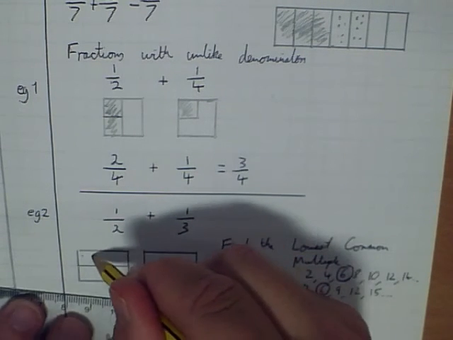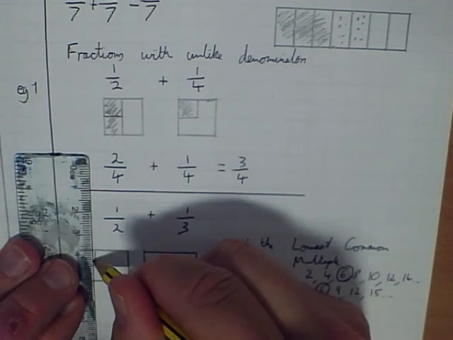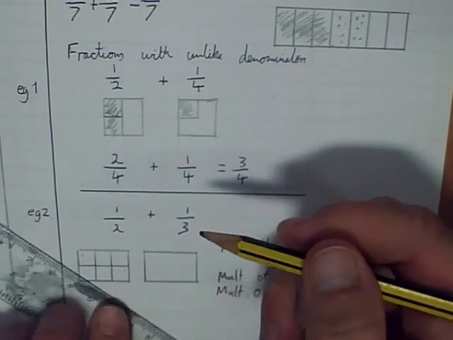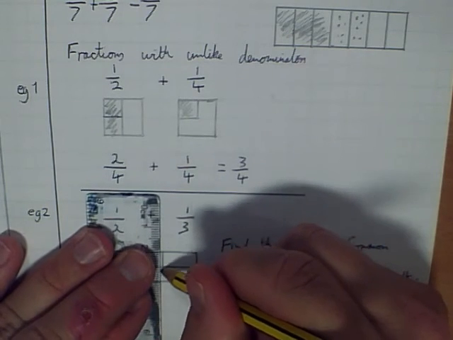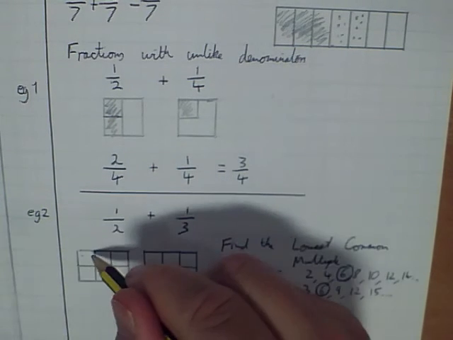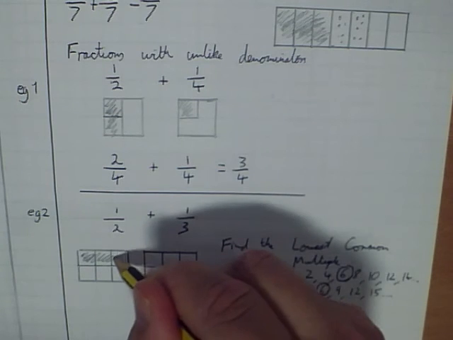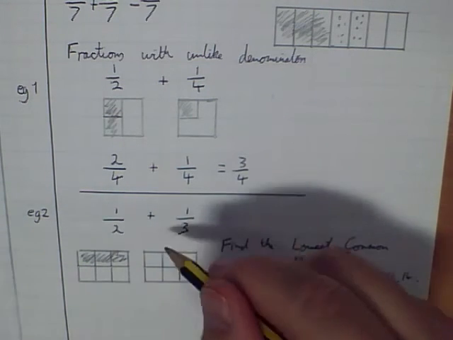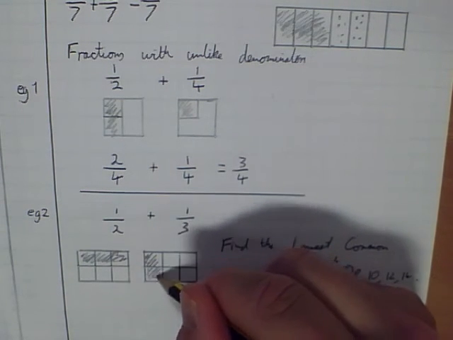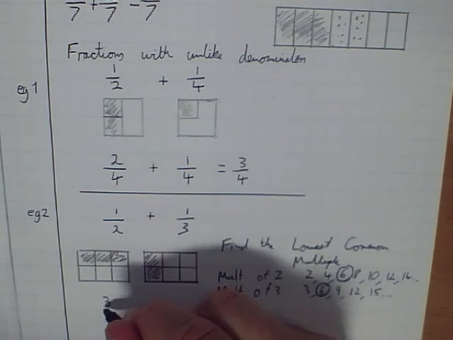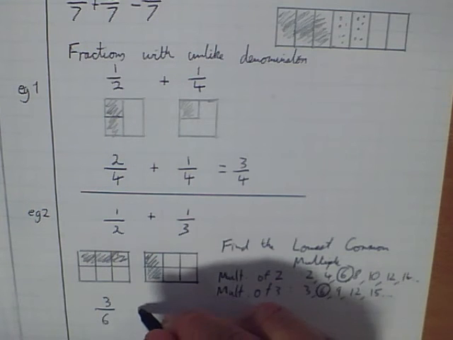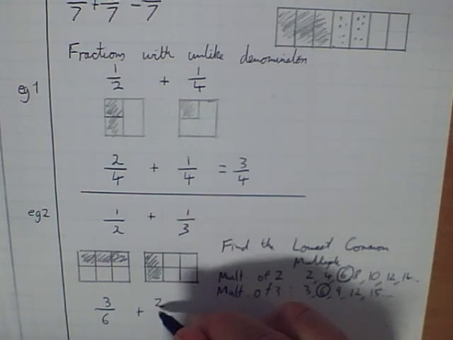So a half is 3/6, and a third, that's a third of that shaded, is 2/6. So we've got 3/6 plus 2/6 equals 5/6. Right, 3/6 and 2/6, 5/6. So I've found the equivalent fraction.